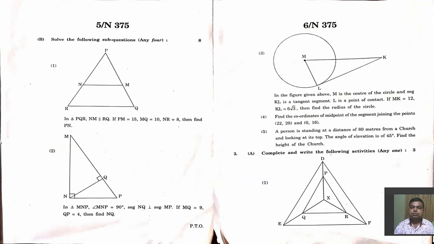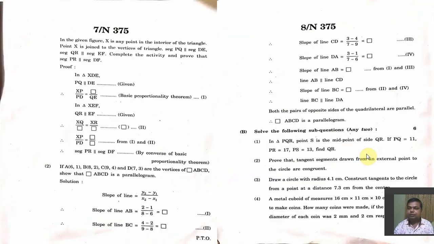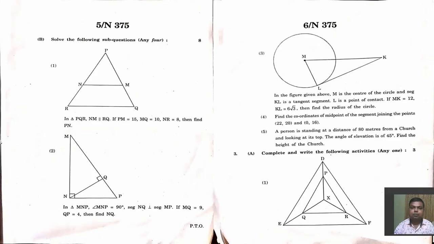See here question number 3A, complete and write the following activity. See here activity based question. Here 6 empty boxes are given, 1, 2, 3, 4, 5, 6. If you fill these empty boxes correctly, you will score 3 marks. 2 activities are asked. You have to attempt any one to score 3 marks for question number 3A. Now question number 3B.